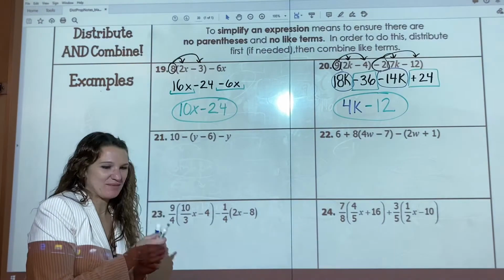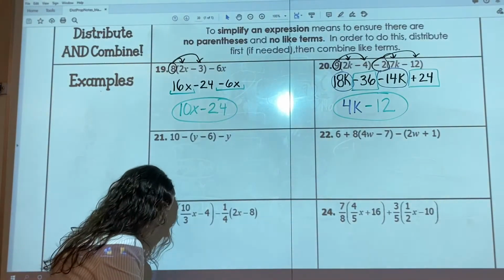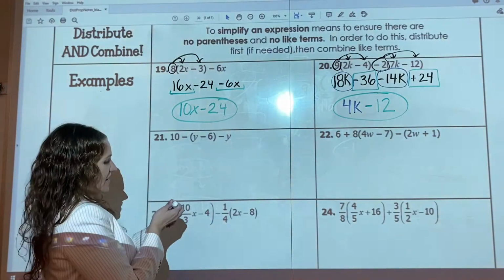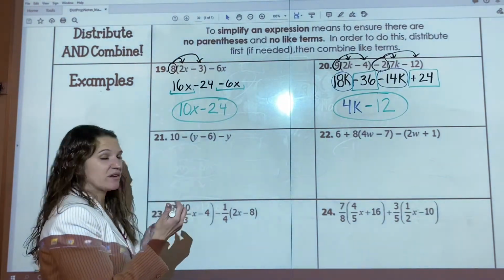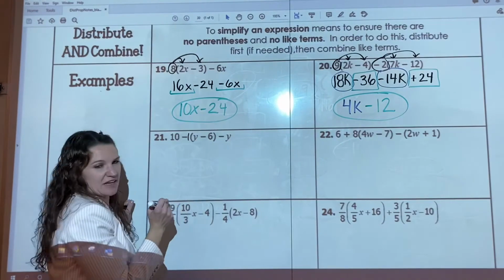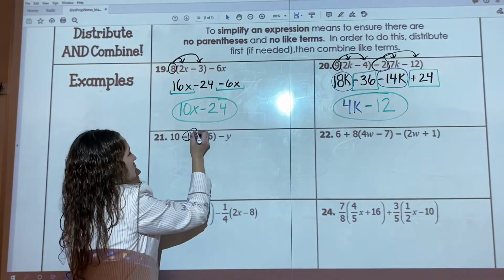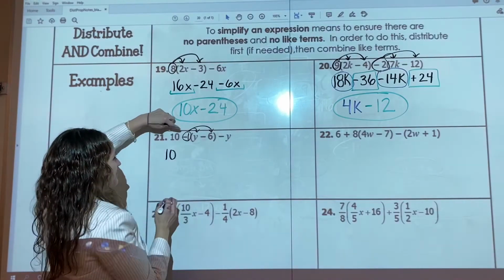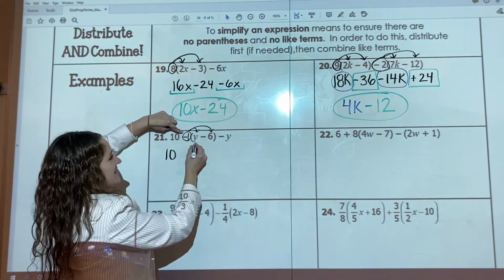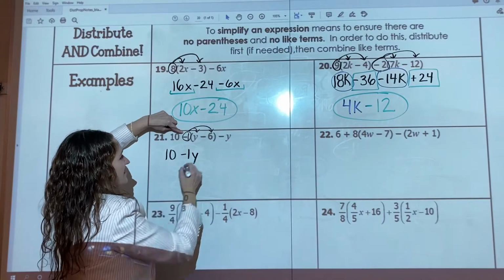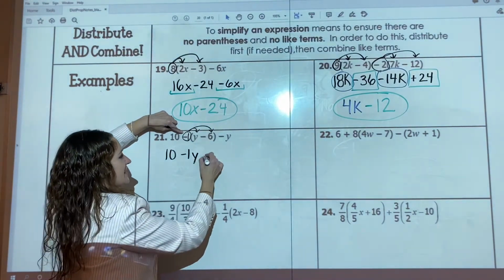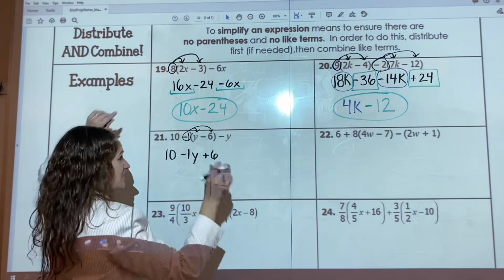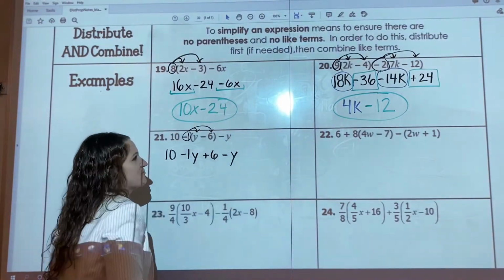Let's try this next one. So what we learned when we distribute is if there's just a negative on the outside, that means we're distributing a -1. So I'm going to put in my invisible -1 and distribute that. I'll bring the 10 down here and go from there. -1 times y is -1y. -1 times 6 is positive 6. This is outside of the parentheses, so I'm just going to bring it down.